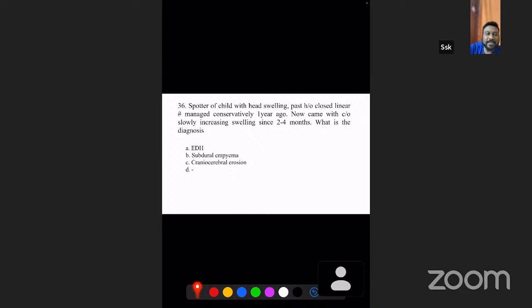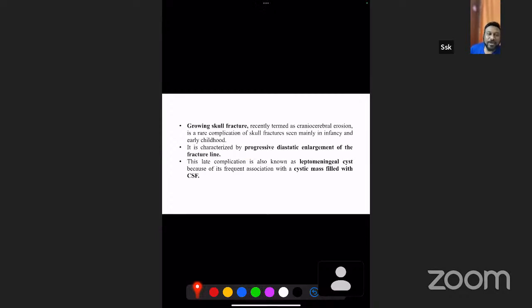So question number 36 had been a spotter of a child with a head swelling, past history of closed linear fracture managed conservatively about a year ago. Now she has come with complaints of slowly increasing swelling since 2 to 4 months. So what is the diagnosis? Earlier there was a term called growing skull fracture. The answer is actually craniocerebral erosion, which is the other new term for growing skull fracture. It has been recently termed as craniocerebral erosion.